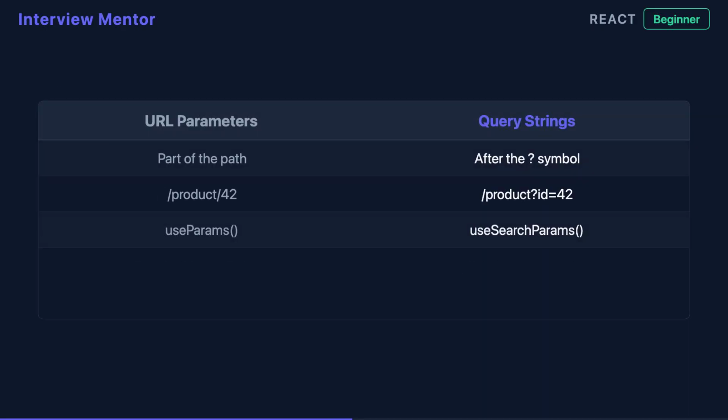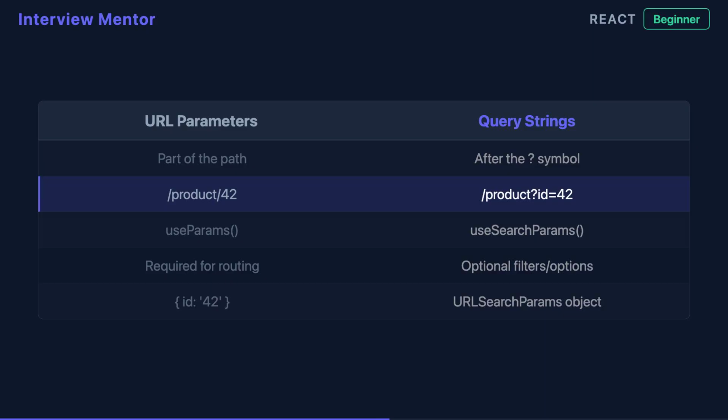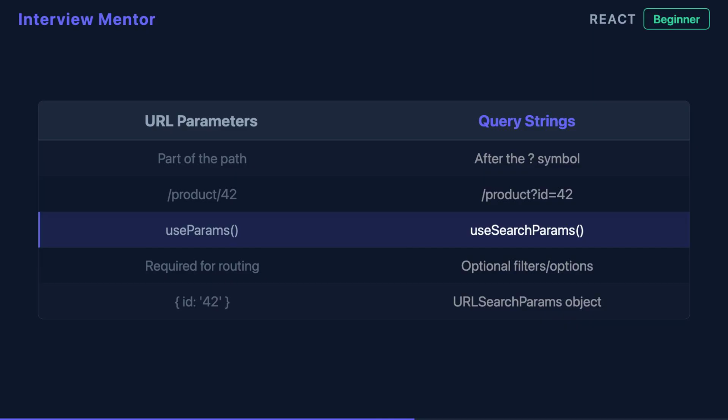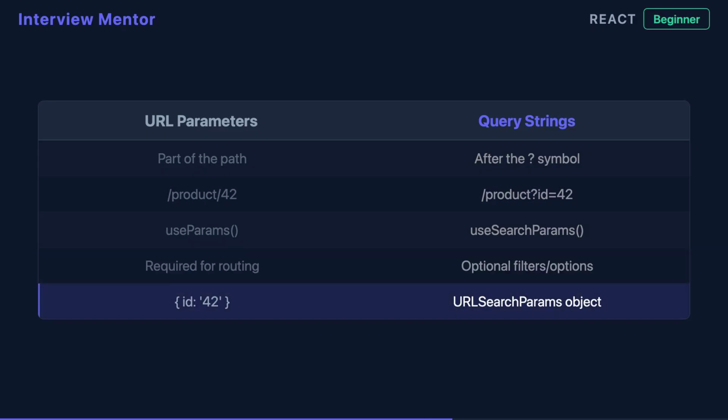Here's a critical distinction. URL parameters are not the same as query strings. URL parameters are part of the path itself, like /product/42. Query strings come after a question mark, like category equals electronics. For query strings, use useSearchParams instead of useParams. Don't mix these up or you'll waste time debugging while your data isn't loading.